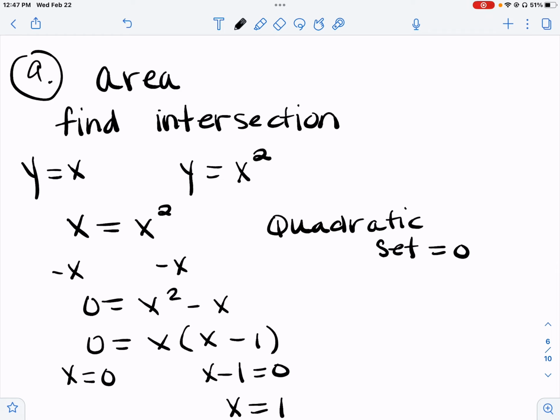Okay. Area between y equals x and y equals x squared. First, we find where they intersect. So set them equal to each other. Since y equals x squared, x has to equal x squared. It's quadratic, so set it equal to 0, minus x on both sides. So I get 0 equals x squared minus x. Okay. Factor out that GCF of x. So x equals 0 or x minus 1 equals 0. So 0 and 1 are my two places.